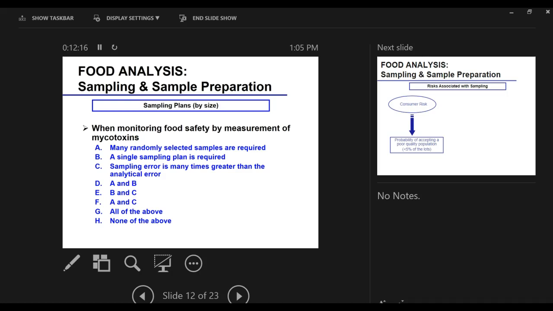Would you be able to choose a different sampling plan for different food components? Yes, that's a very good question. Depending on what we're analyzing, whether we're analyzing mycotoxins in the sample or the moisture content of the same sample, the sampling plan will be different.